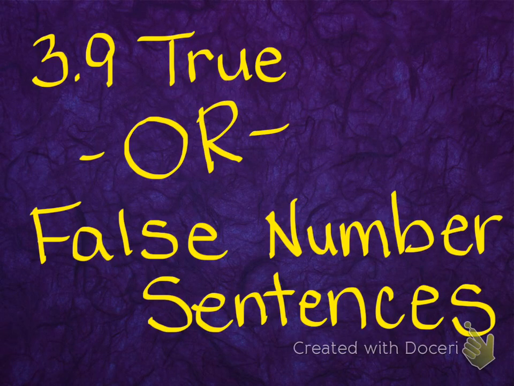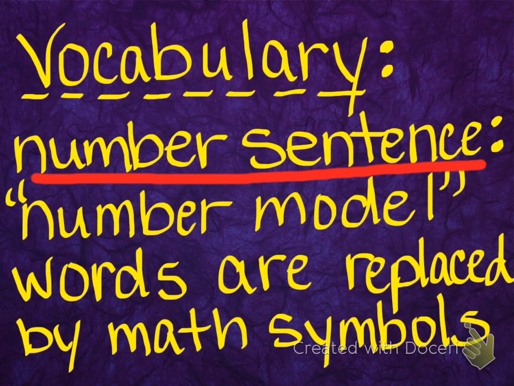Hello, today we're going to be doing lesson 3.9, which involves true or false number sentences. Our only vocabulary word today is number sentence. And basically a number sentence is a number model. Or another way of writing it would be words are replaced by math symbols like addition, subtraction, multiplication, parentheses, and so on.